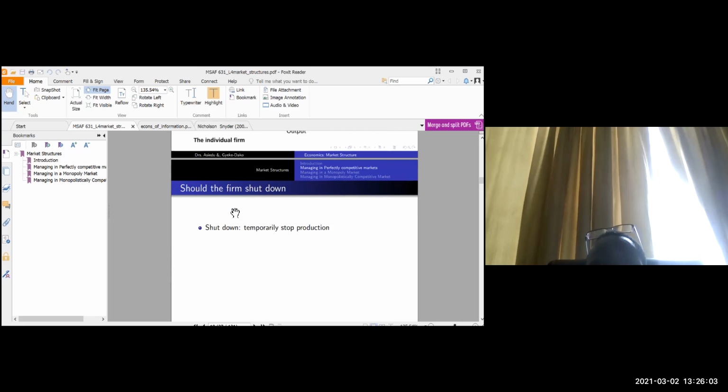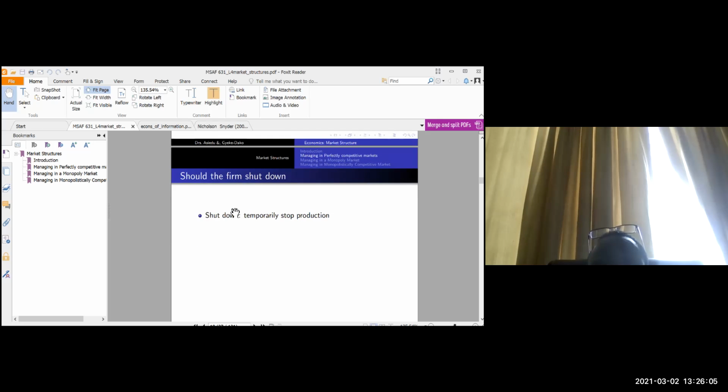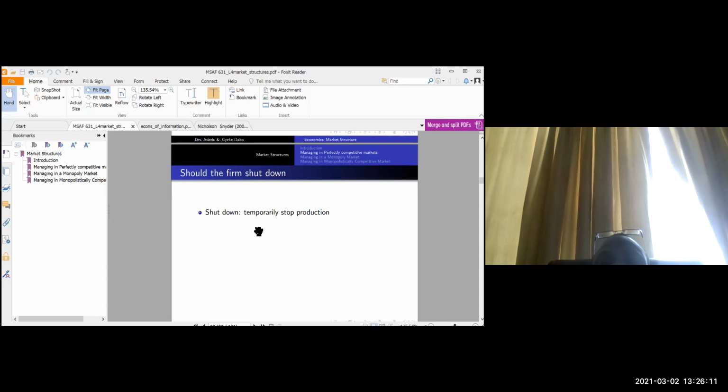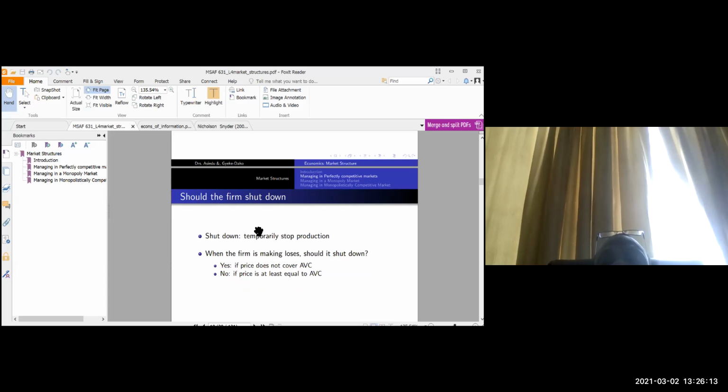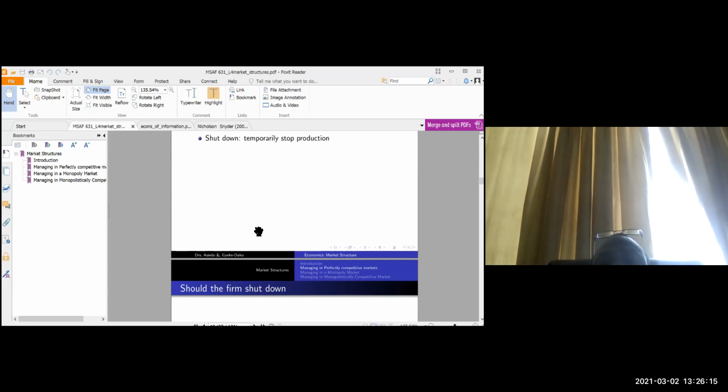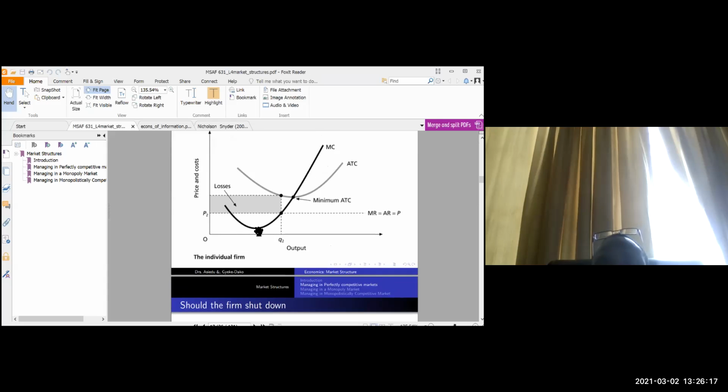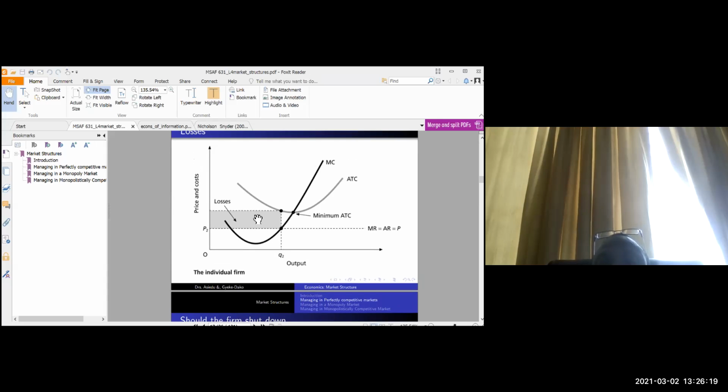All right, let me try and end on this note. Should a firm shut down, temporarily stop production, when the firm is making losses? Like in this case, if the firm is making a loss, where the average total cost is higher than the price, should the firm shut down?